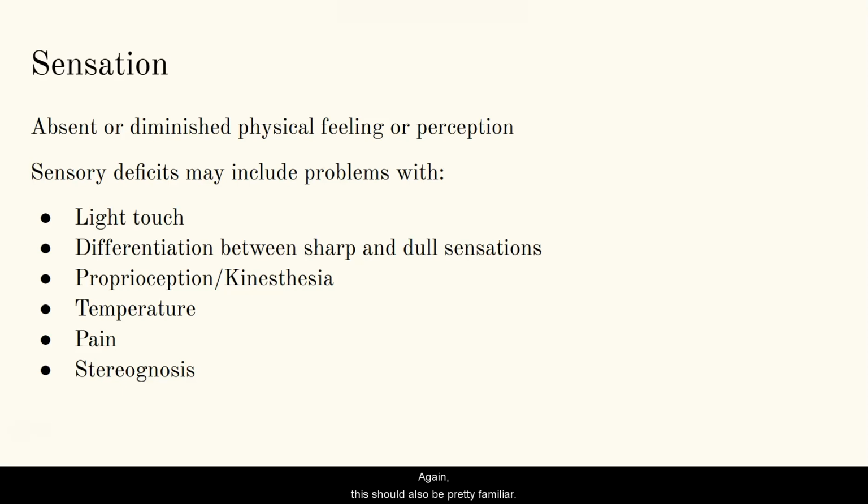Sensation, again, this should also be pretty familiar. We have spent a fair amount of time on this. So sensation, the absent or diminished physical feeling or perception, and this could include light touch, differentiating between sharp and dull, proprioception, kinesthesia, temperature, pain, stereognosis. So you should, for this lab, have your coordination and sensation kits so that you are able to practice them and see how they work in real time.